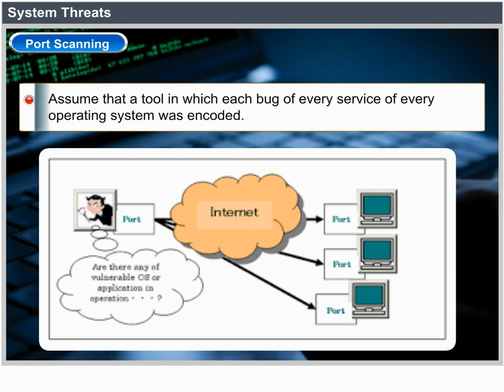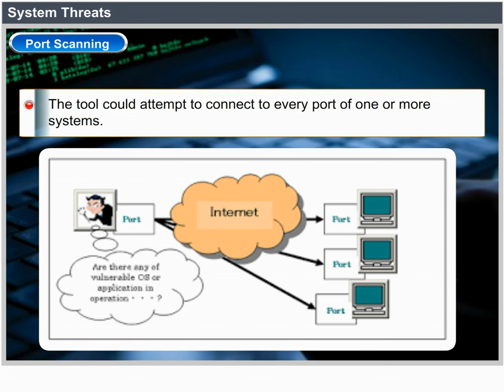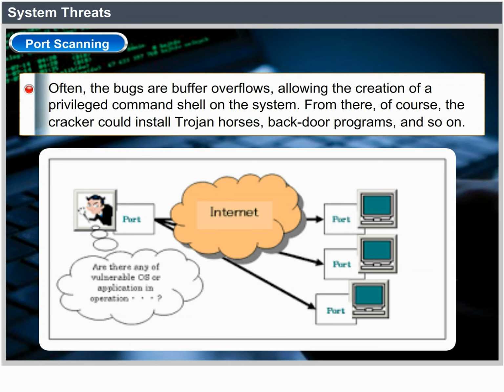The tool could attempt to connect to every port of one or more systems. For every service that answered, it could try to use each known bug. Frequently, the bugs are buffer overflows, allowing the creation of a privileged command shell on the system. From there, of course, the cracker could install Trojan horses, backdoor programs, and so on. There is no such tool, but there are tools that perform subsets of that functionality.